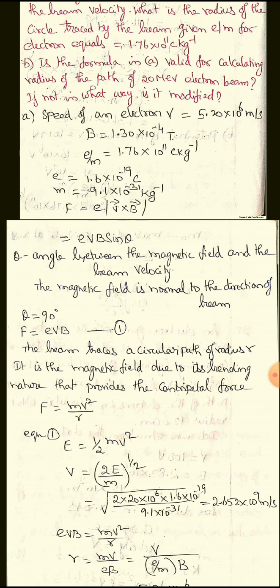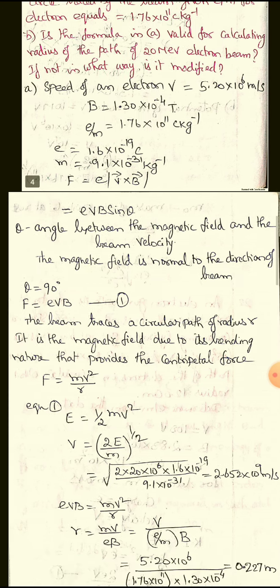The magnetic field is normal to the direction of the beam. If it is normal, the angle theta will be 90 degrees. So we can write this equation F is equal to evB sine theta as F is equal to evB. Mark this as equation 1.